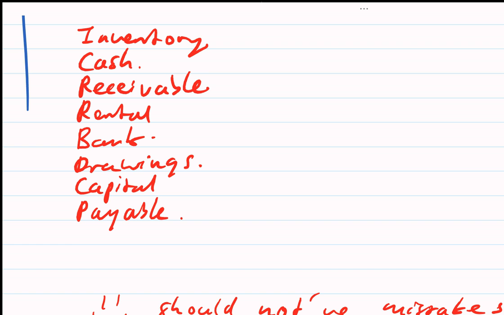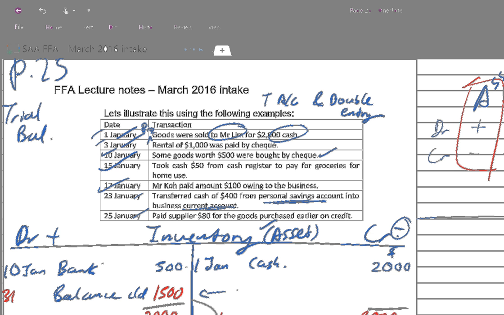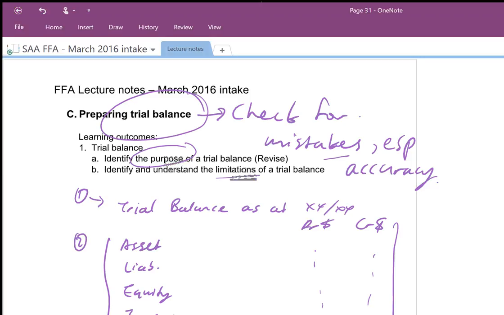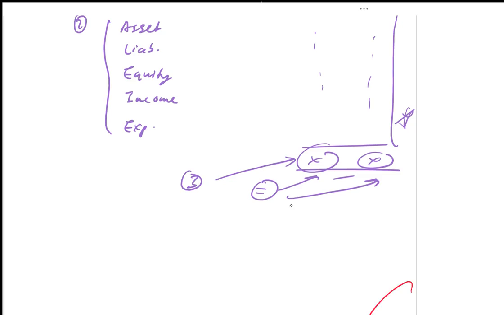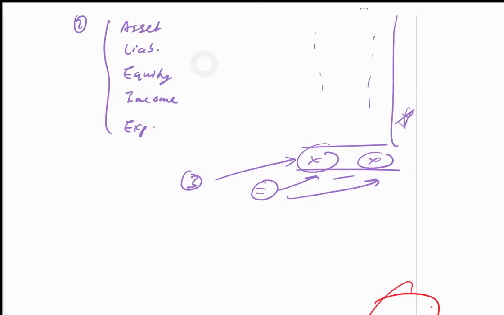Okay, so we went through the trial balance, and let's come to the lecture notes on the trial balance notes. Page 30.